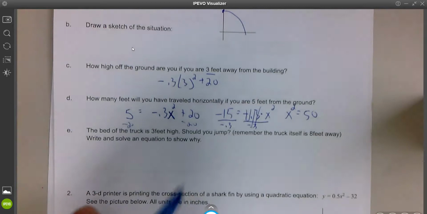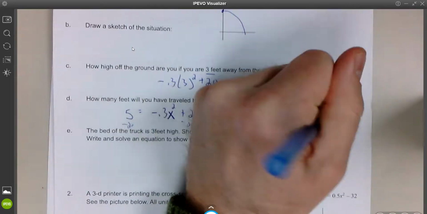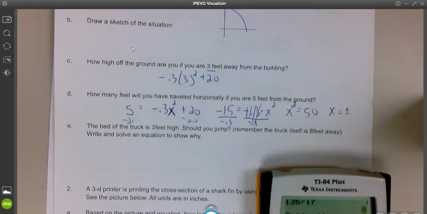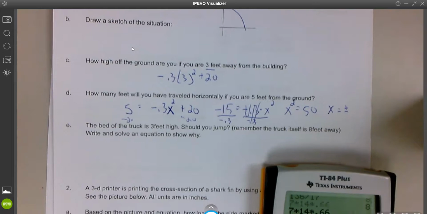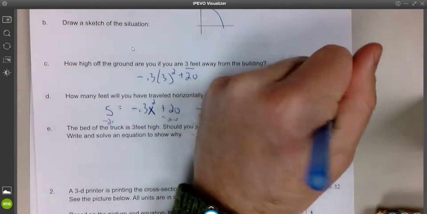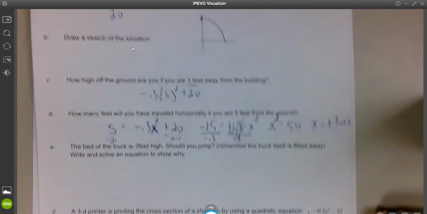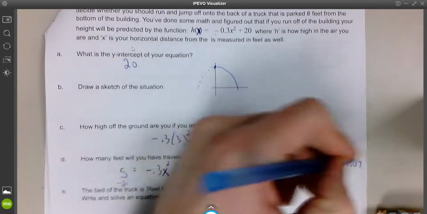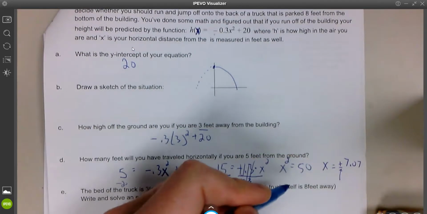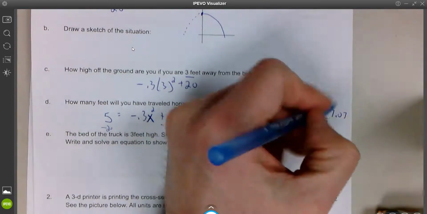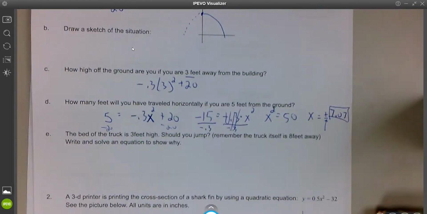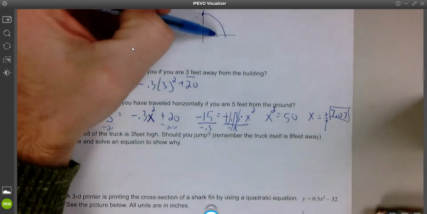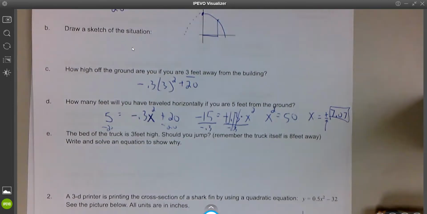Last step is to take the square root of both sides. I'm going to take the square root of 50 and be left with plus or minus. The square root of 50 is 7.07. Now, in the context of the problem, there would be a negative 7.07 over here, but we're not jumping backwards, we're jumping forward. So in this case, we get to get rid of the negative. We just want positive 7.07 feet. That's how far we've traveled in the X direction when we are 5 feet off the ground. That's what we're talking about right there.